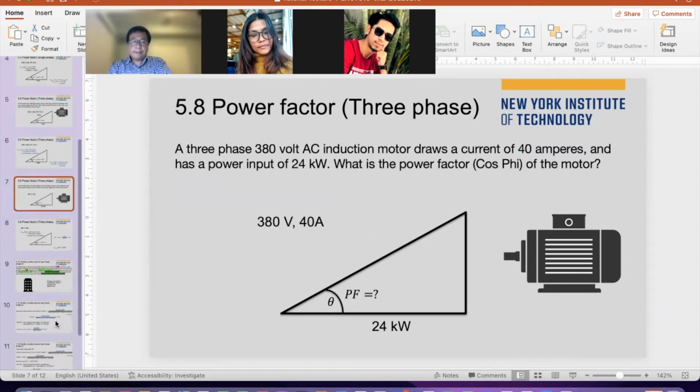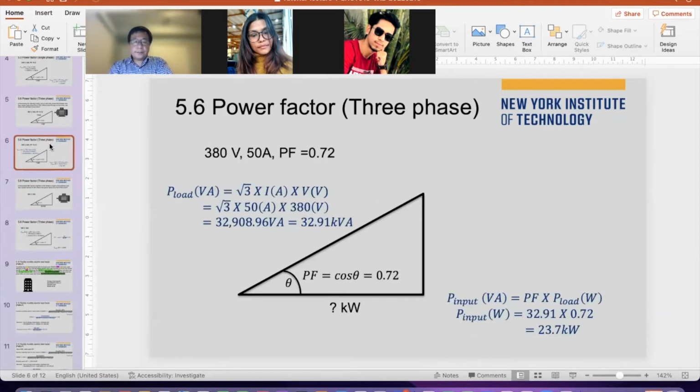No. Can you explain once again the last step? Okay, yeah. First of all, we need to know the definition of cosine theta. Cosine theta is equal to 0.72 here. But in the concept of geometry, cosine theta is this baseline over the hypotenuse.